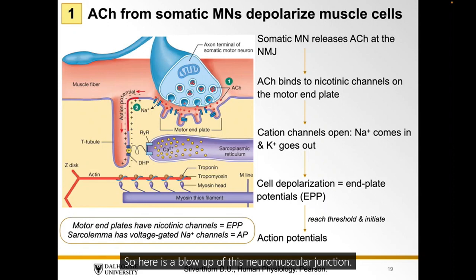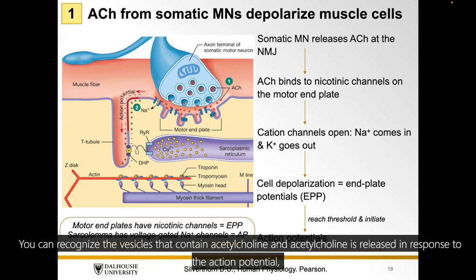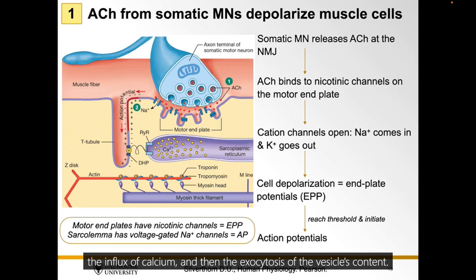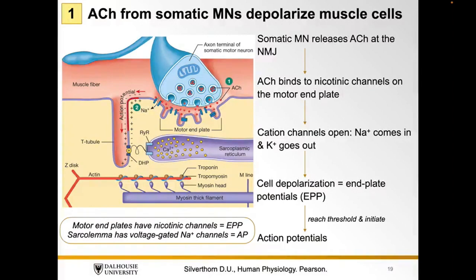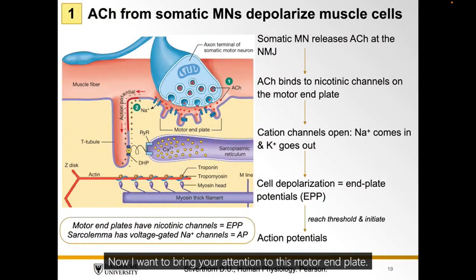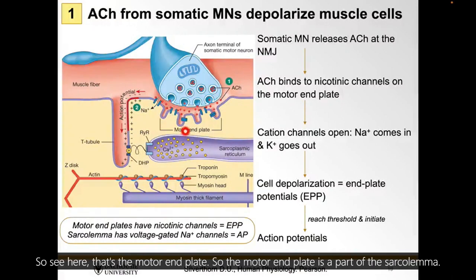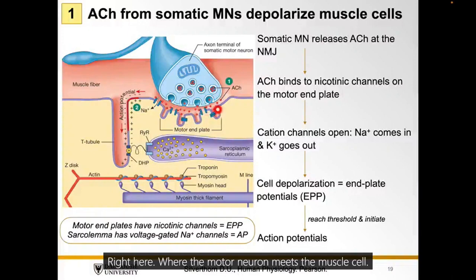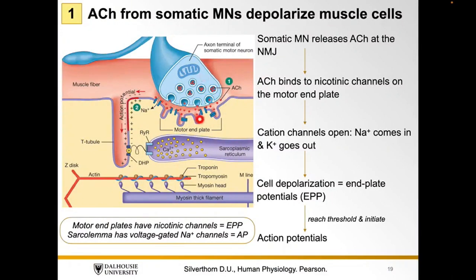So here's a blow up of this neuromuscular junction. We have a somatic motor neuron right here, and that is the axon terminal. You can recognize the vesicles that contain acetylcholine, and acetylcholine is released in response to the action potential, the influx of calcium, and then the exocytosis of the vesicle's content. Now, I want to bring your attention to this motor end plate. So see here, that's the motor end plate. The motor end plate is a part of the sarcolemma right here, where the motor neuron meets the muscle cell.